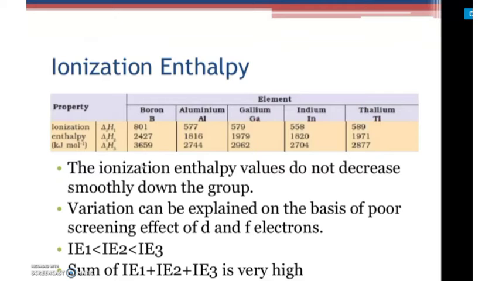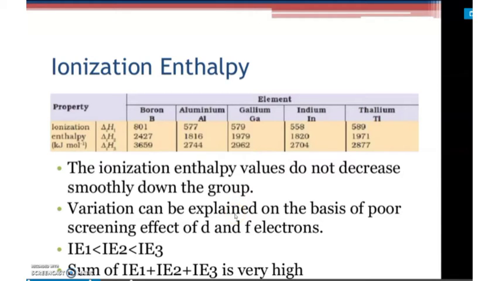Then we'll see ionization enthalpy. We know the general trend in ionization enthalpy is that while moving down the group, ionization enthalpy decreases. But in the case of the boron family, the ionization enthalpy values do not decrease smoothly down the group. Here you can see the ionization enthalpies. This is the first ionization enthalpy. While moving down the group it is decreasing, but in the case of thallium compared to indium, it is more. There is only a slight difference. The correct trend we cannot see here.